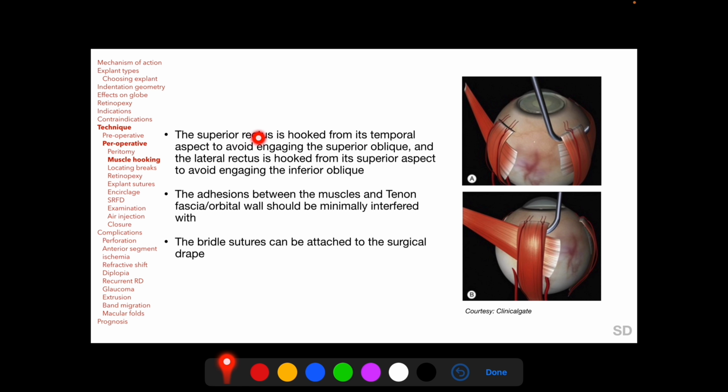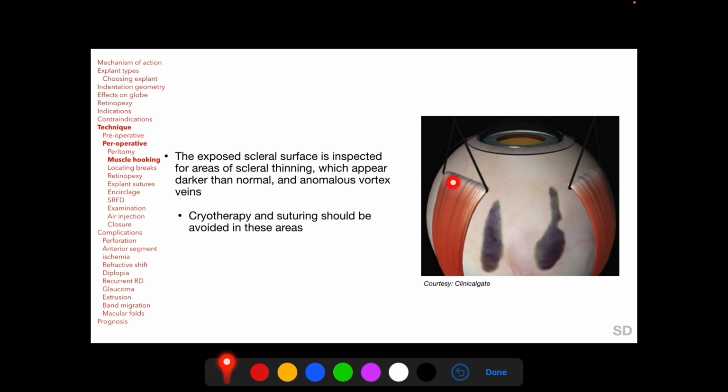The superior rectus is hooked from its temporal aspect to avoid engaging the superior oblique, and the lateral rectus is similarly hooked from its superior aspect to avoid engaging the inferior oblique, as shown here in these two images. The adhesions between the rectus muscles and the Tenon fascia or the orbital wall should be minimally interfered with because these fascial connections are important for balanced muscle action, and the bridle sutures can be attached to the surgical drape as and when required. This image shows two bridle sutures securing two rectus muscles.